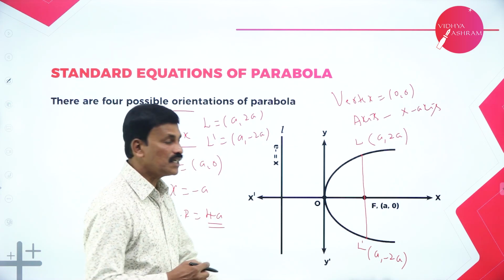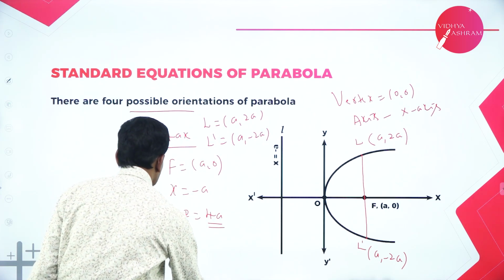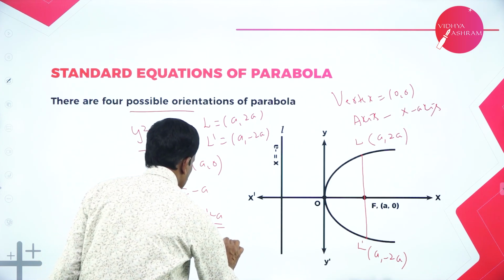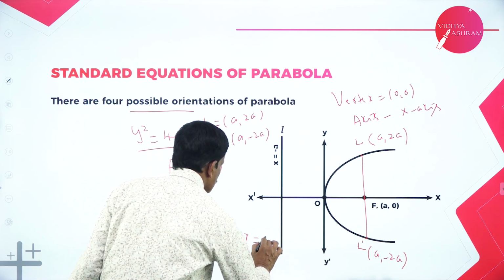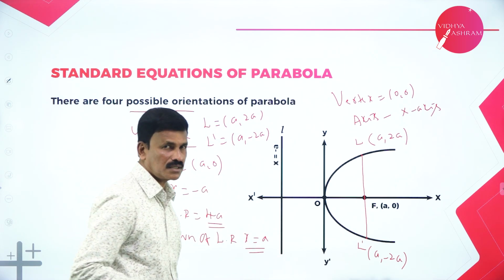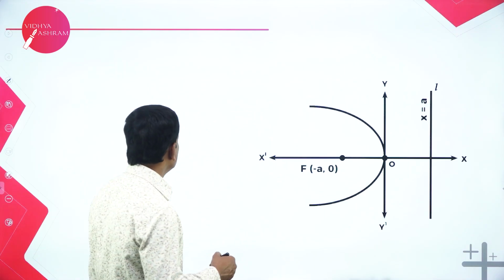So the equation of the latus rectum is x is equal to a. That's it. Okay. By knowing this, move on to the second one.